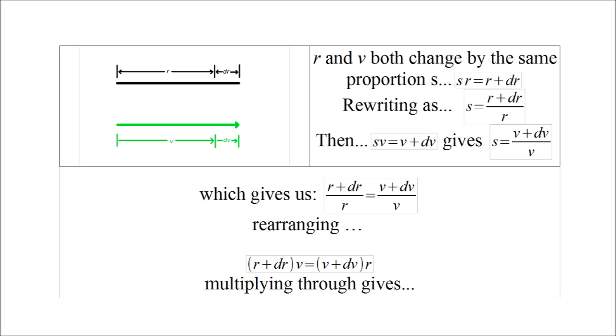We take a length r that changes by some amount dr and a velocity v that changes by dv. But because these are really two different aspects of the same thing, the proportions that they change by must be equal. So we write them both as a proportion of s and as a sum. sr equals r plus dr and sv equals v plus dv. And since we can solve each for the same identical proportion, we can equate them through s, and s goes away.